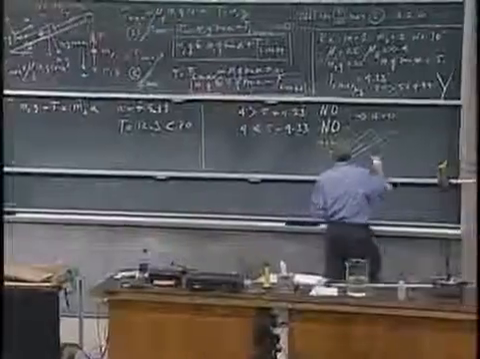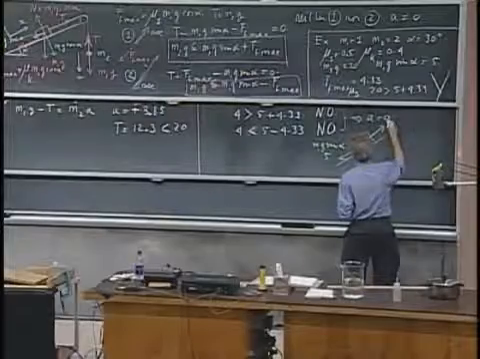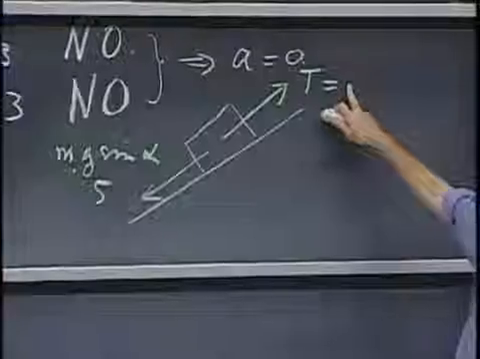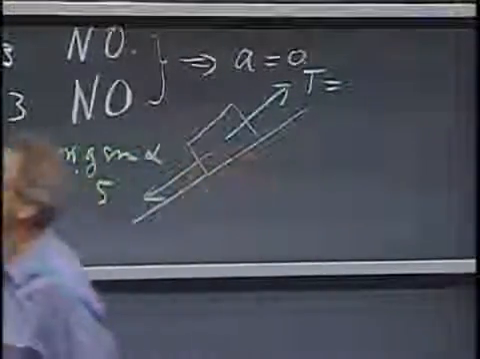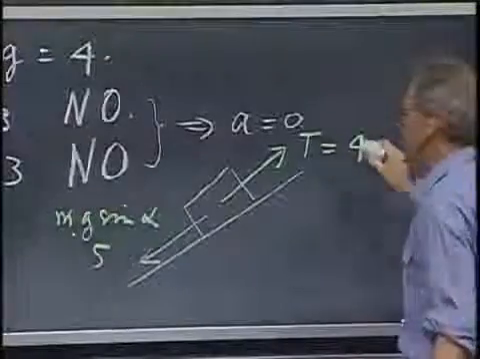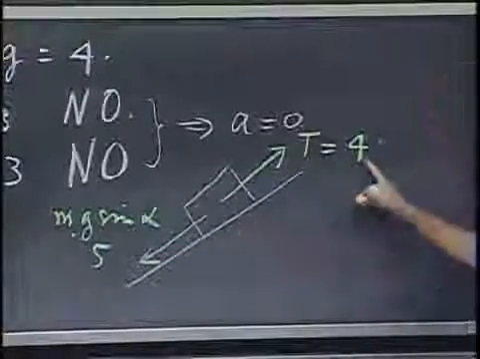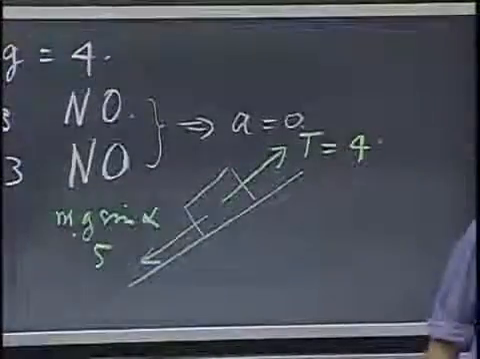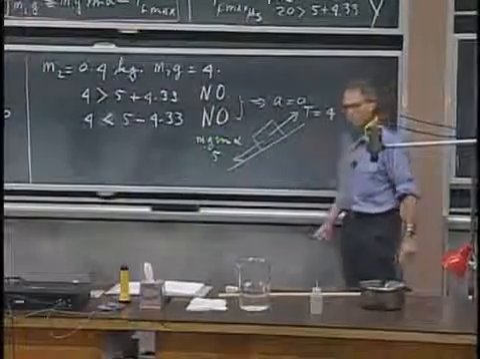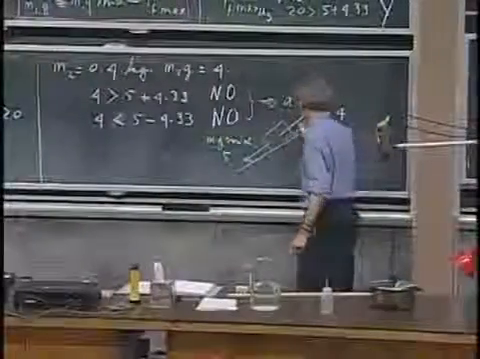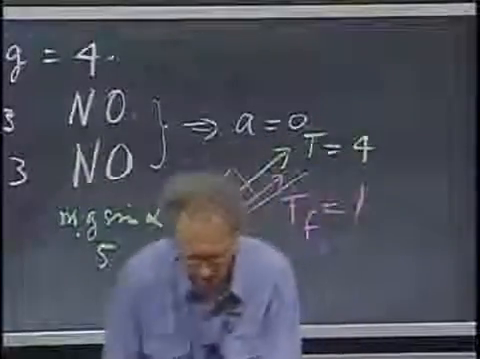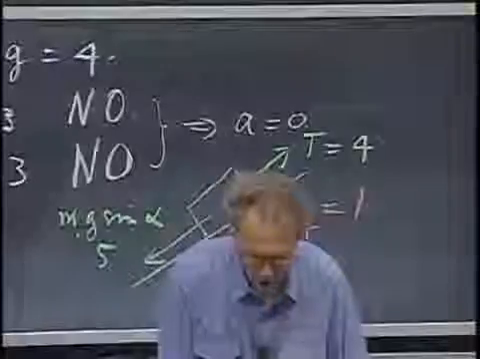I also know that we have tension here, and the tension must be m2g, because the object is not being accelerated. We're back where we were. Number 2 is not being accelerated. The tension is 4. 5 newtons downhill, 4 newtons uphill. What will the friction be? How large and in what direction? Uphill, how large? 1, exactly. The friction will adjust itself so that there is equilibrium, that nothing is going.